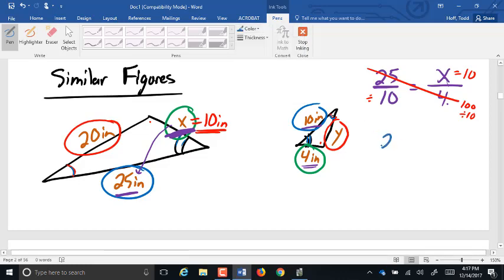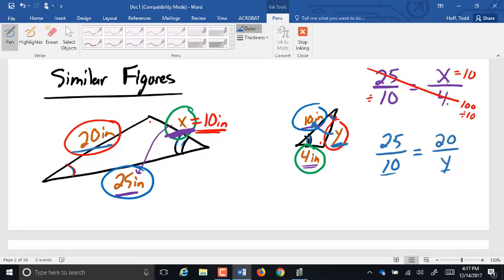To find Y, we start out with the same setup. 25 and 10 still correspond. The Y is going to go top or bottom? Bottom, perfect. It is from the same figure as the 10 inches, so it has to go on bottom with the 10 inches. What goes above it? 20, good. The corresponding side from the other triangle is the 20 inches.